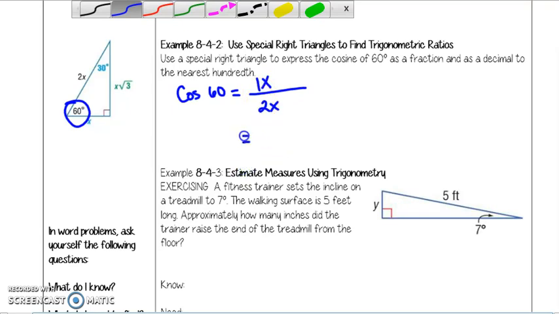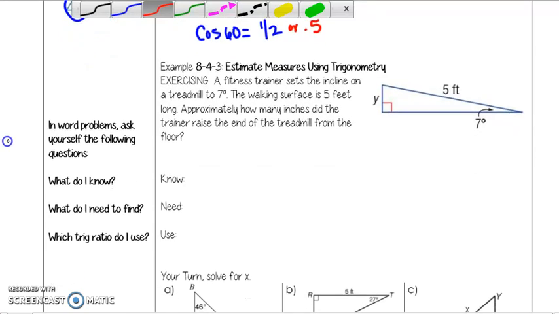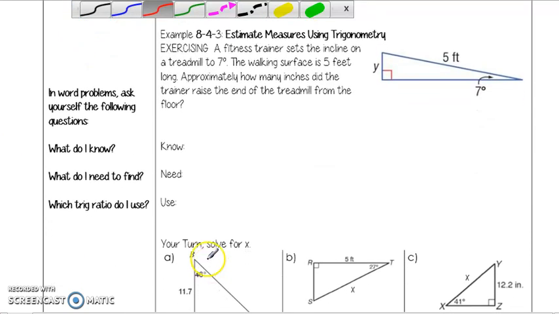So really, when we type just cosine 60 into our calculator, we can see the fraction here with our representation, but typing it into our calculator we get 1/2 or 0.5 as you might see it on your calculator. So kind of practicing typing that in.